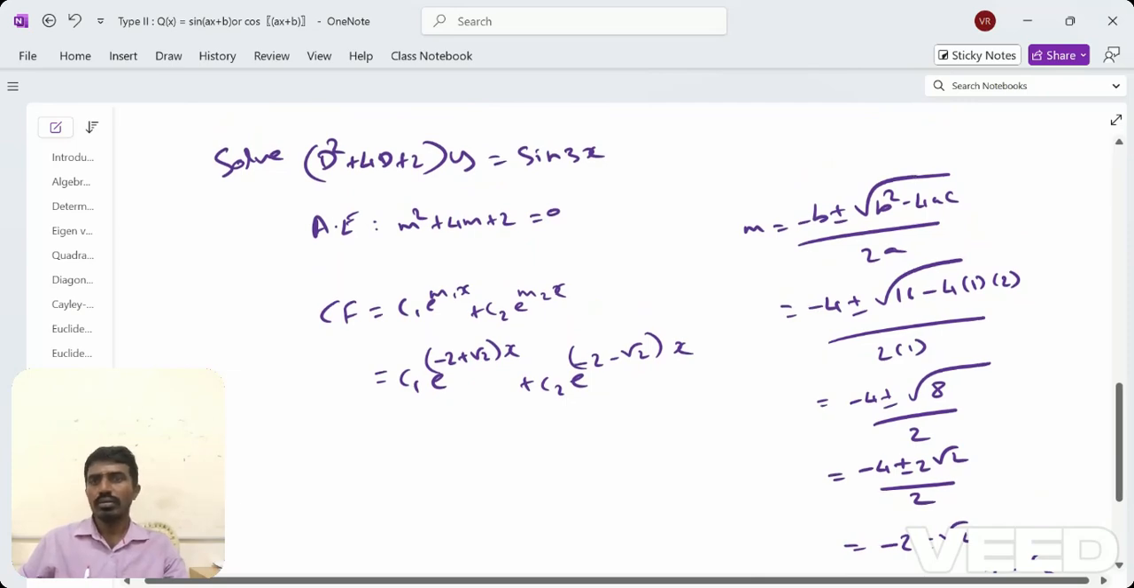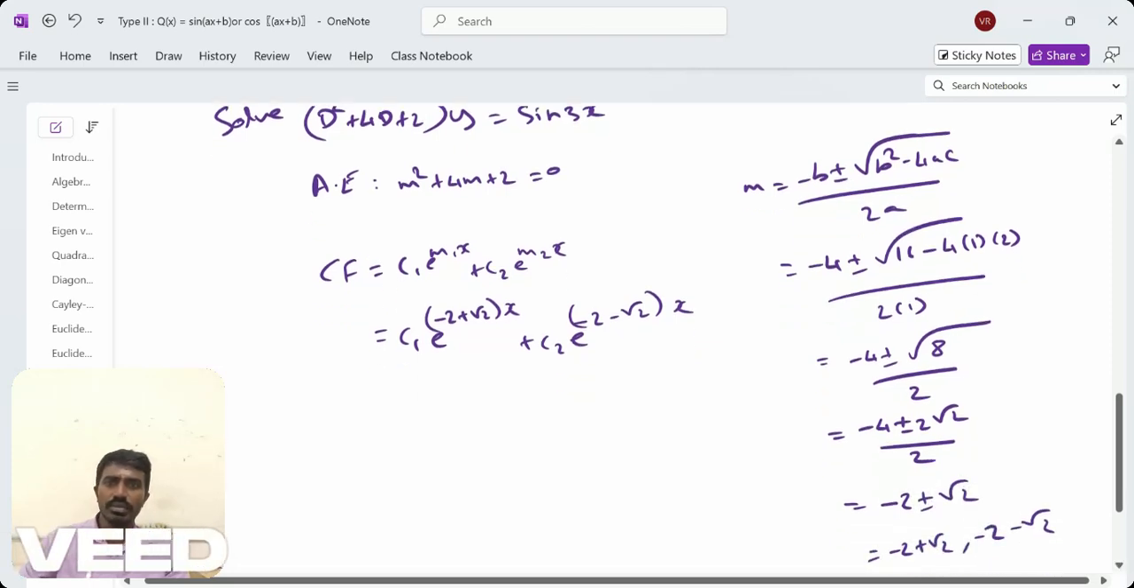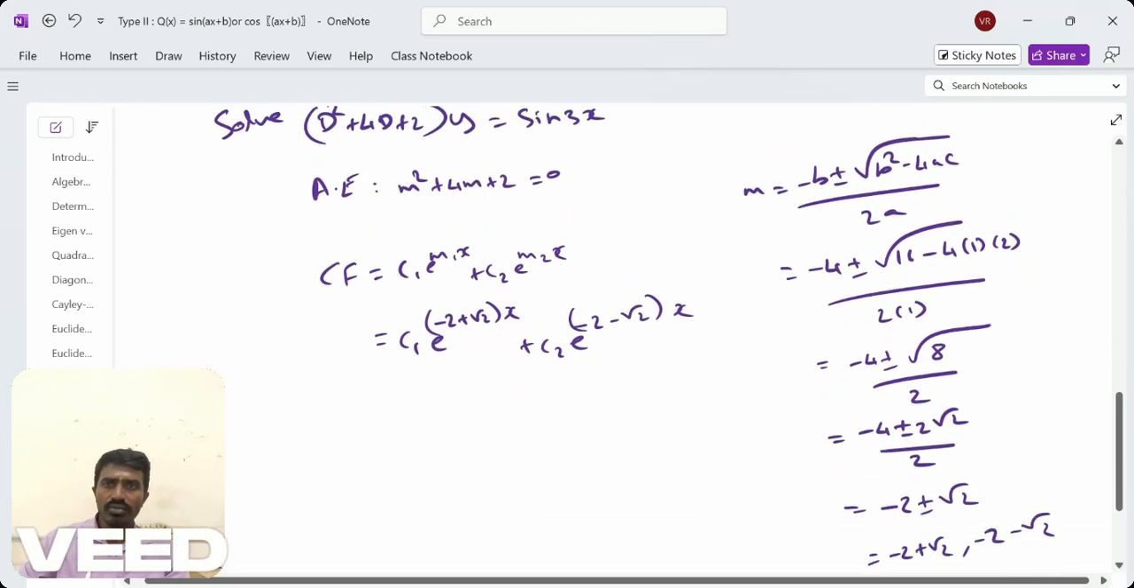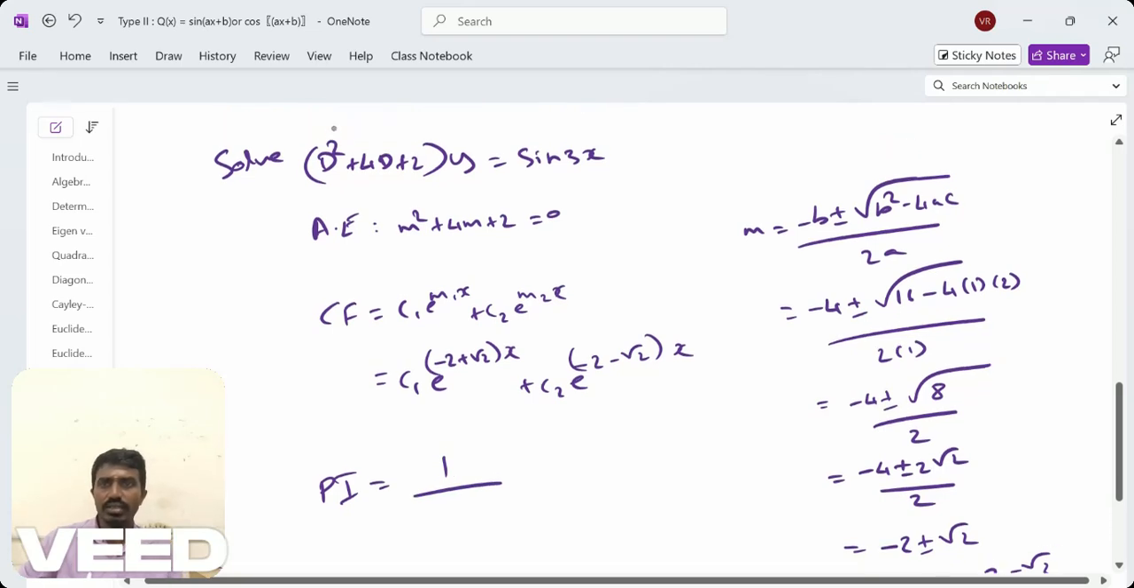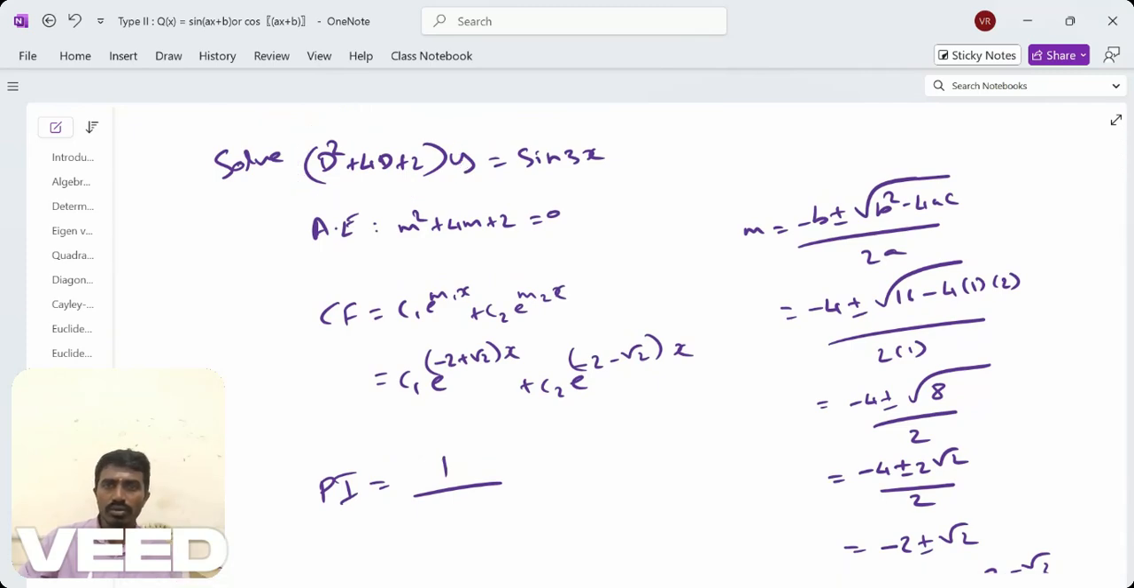CF is of the same form for all the types. Now we need to find PI. So PI is, as usual, 1 divided by the left hand side function of the operator without y. That is, D square plus 4D plus 2 into sine 3x.